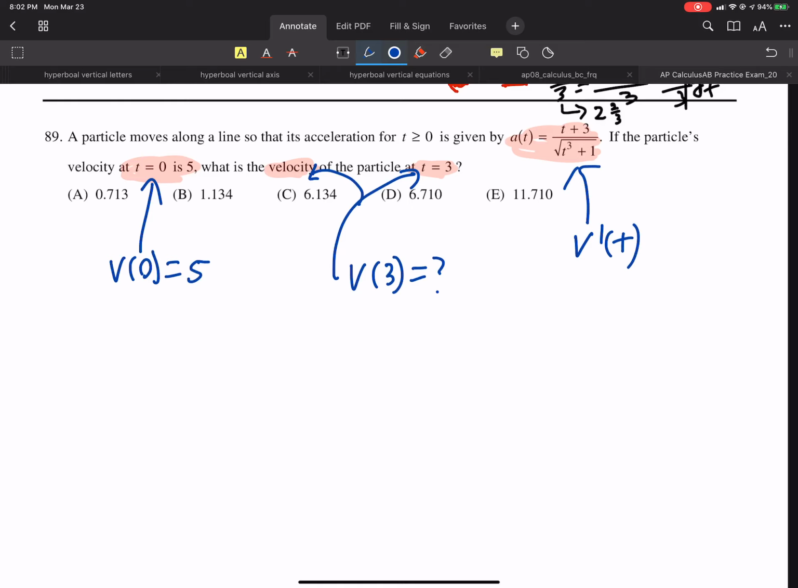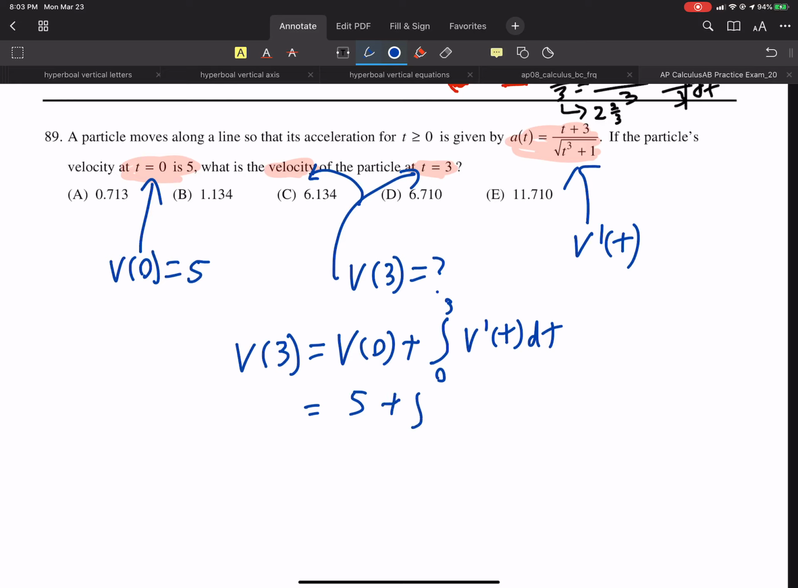The fundamental theorem of calculus. What's the velocity at 3? Well, it's the starting velocity at 0 plus how much the velocity changes from 0 to 3. But v of 0 is 5, and v prime of t is actually the acceleration function.